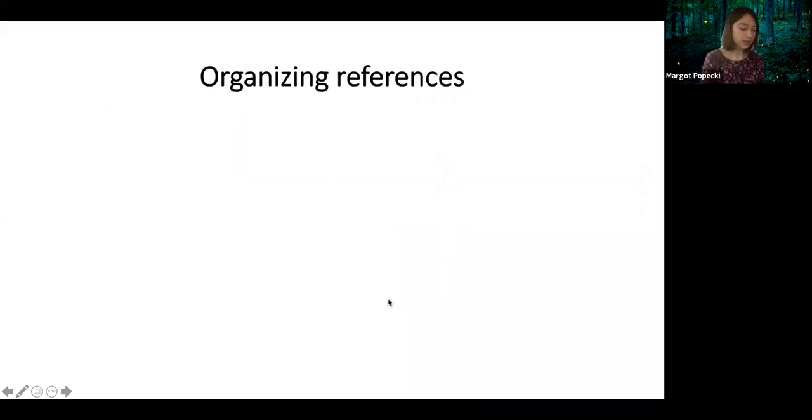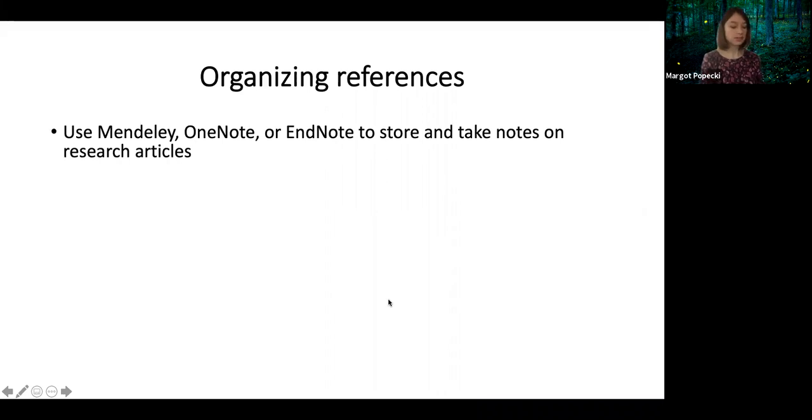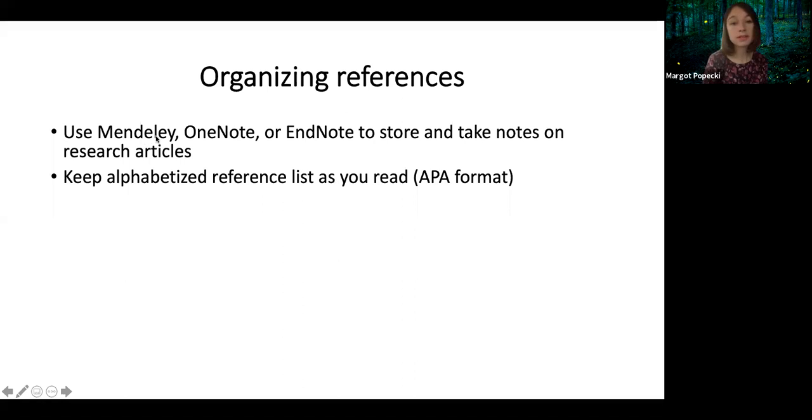I also recommend immediately generating a citation for each paper that you read, so you can keep track of your reading and cite all your sources. Keep them organized in alphabetical order for ease. So again, you can use Google Scholar to do this. I also find it helpful to use a program that allows you to store references of different papers and also take notes on them. This is very helpful. So I use Mendeley, OneNote, or EndNote to do this.